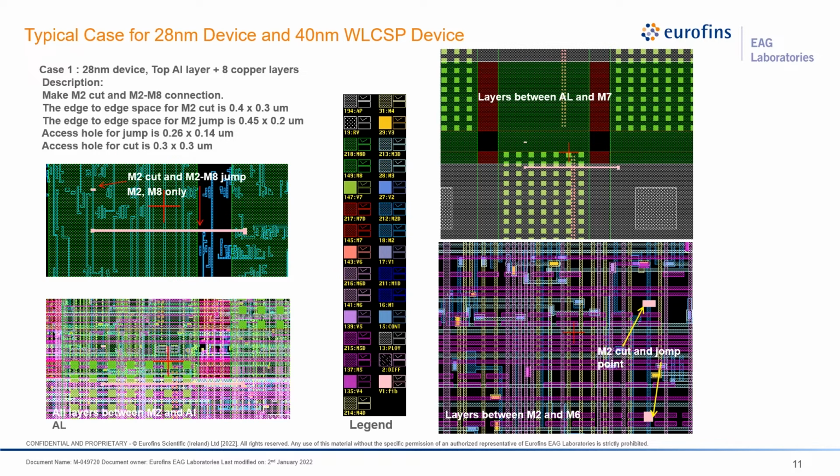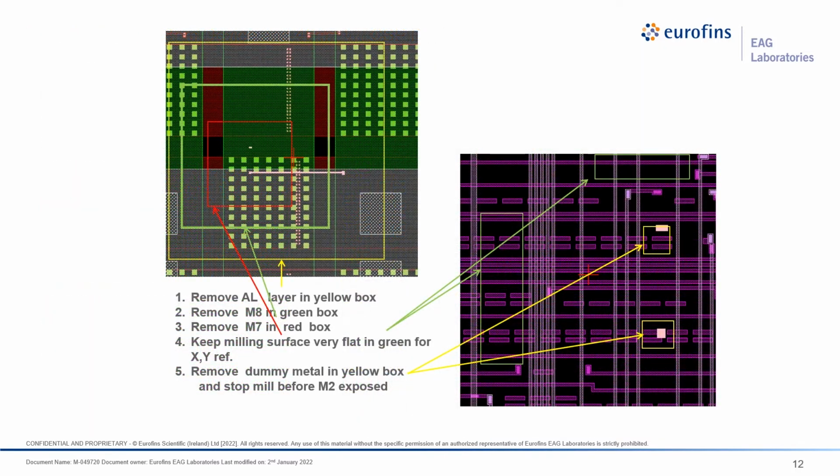And we want to basically make a cut in M2 and then connect M2 to M8. And what we've done is we've gone in here and planned out what we want to do to show the connection and where the cuts will be made. We can then go in here and remove the aluminum layer and the M7 layer. Then down here, we can plot where we want to go and basically cut the M2 and then create the jump. There. So this required some planning.